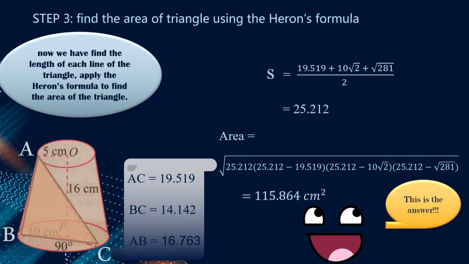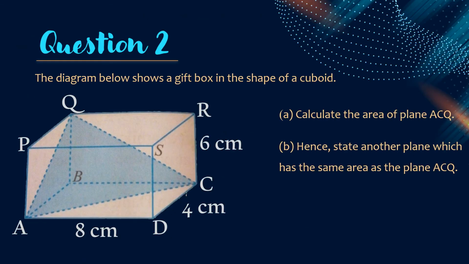For step 3, now we have found the length of each side of the triangle. Apply Heron's formula to find the area of the triangle. This is how to use Heron's formula. First, you must calculate the semi-perimeter by totaling the lengths of AC, BC, and AB and dividing by 2. Then, substitute the values into the formula to get the area of plane ABC. Don't forget to write your answer in decimal points. Now let's move on to the next question.